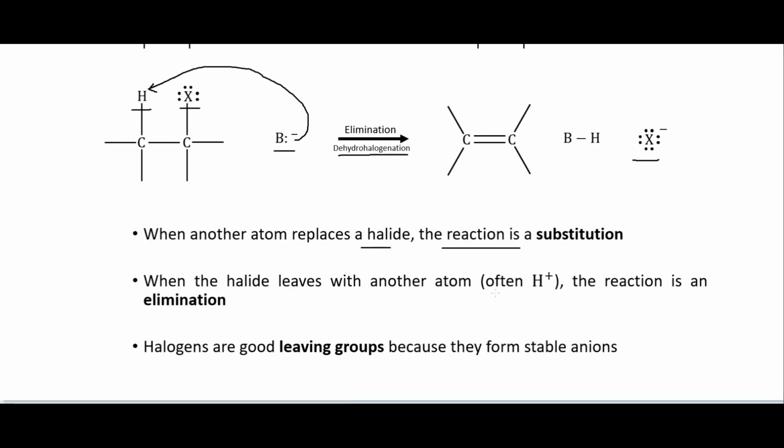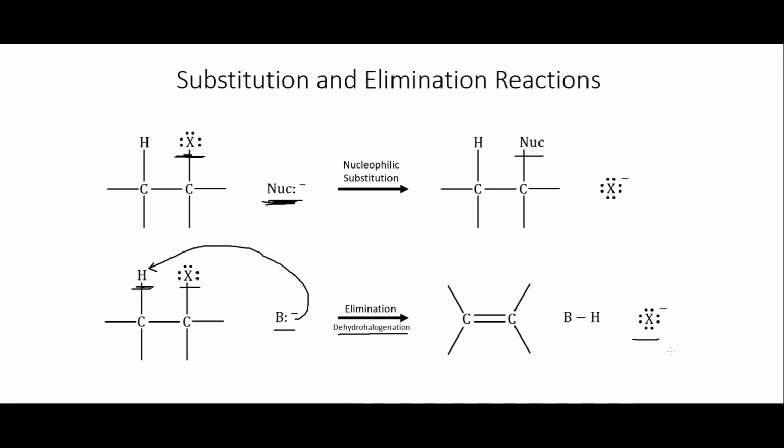When a halide leaves with another atom, which is often the H+, which is what we see right here, the reaction is an elimination. And halogens are good leaving groups, so that's what they're called. They're groups that leave, so they're leaving groups. One of those rare times in chemistry where something is just called what it is. The reason they form good leaving groups is because they form stable anions. These halogens are less unhappy to be this charged anion in solution than a lot of other things.